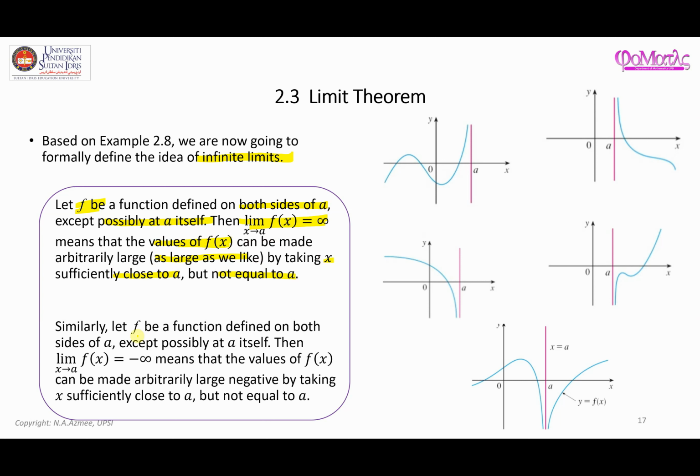Similarly, let f be a function defined on both sides of a, except possibly at a itself. Then the limit of this function when x approaches a can be equal to negative infinity. When it equals negative infinity, it means that the values of this function can be made as large negative as possible by taking x very close to a but again not equal to a. That is the definition of infinite limits. This one is positive infinity, and this one is negative infinity.